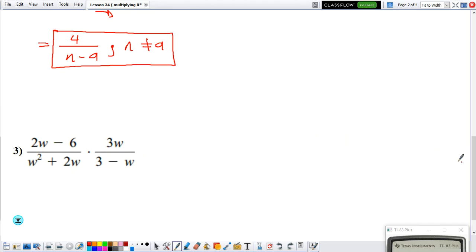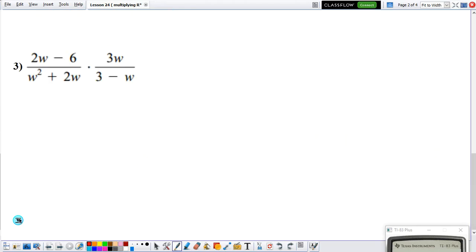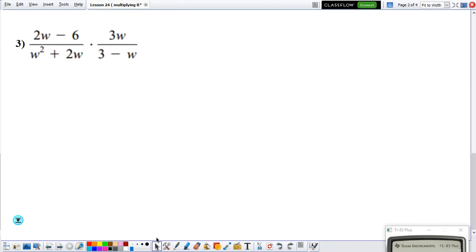So let's look at another example, which looks a little more complicated. Now, we're going to follow the same idea. Let's see if I can factor anything out. So let's rewrite the expression. Let's look at the top. 2w minus 6. I see that I can factor out a 2. So I get 2 parentheses w minus 3. So that's done. Let's look at the denominator. Can I factor anything out? I see that I can factor out a w. So w parentheses w plus 2.